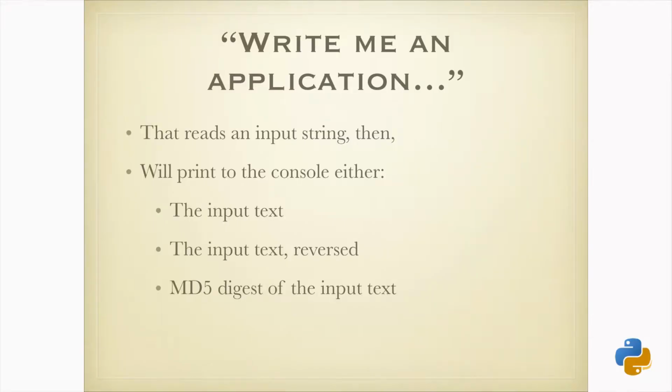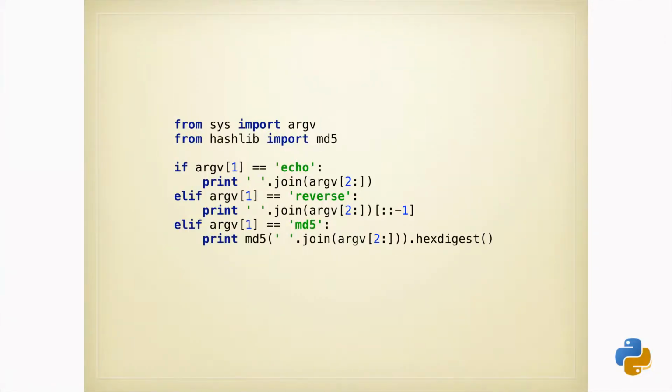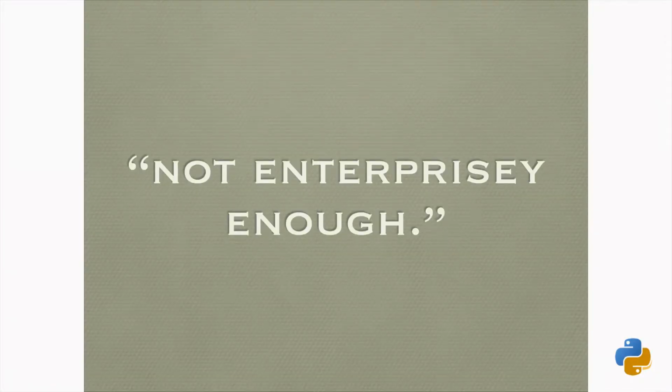Our boss comes to us and asks us to write them an application that reads an input string and then performs one of three operations. Either echoes the input text, echoes the input text reversed, or echoes the MD5 hash digest of the input text. So no sweat, we can knock that up in 5 minutes. And there you go, we've got our command line application delivered to our boss in about 8 lines of code, I think. But if your workplace is anything like mine, that's not enterprisey enough.